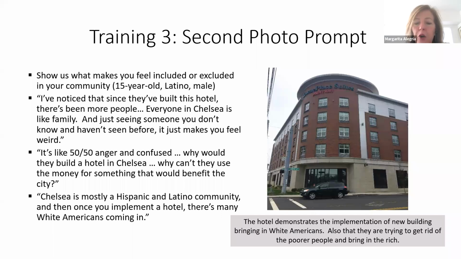This is a training 3 photo, and you can see here how now we're asking more about feeling and whether they feel included or excluded in their community. And this is a youth that took a picture of, for example, a hotel, saying, I've noticed since they built this hotel, there's been more people. Everyone in Chelsea is like family. And just seeing someone you don't know and haven't seen before, it makes you feel weird. It's like 50-50 anger and confused. Why would they build a hotel in Chelsea? Why can't they use the money for something that would benefit the city? Chelsea is a mostly Hispanic and Latino community. And then once you implement a hotel, there are many more white Americans coming in.